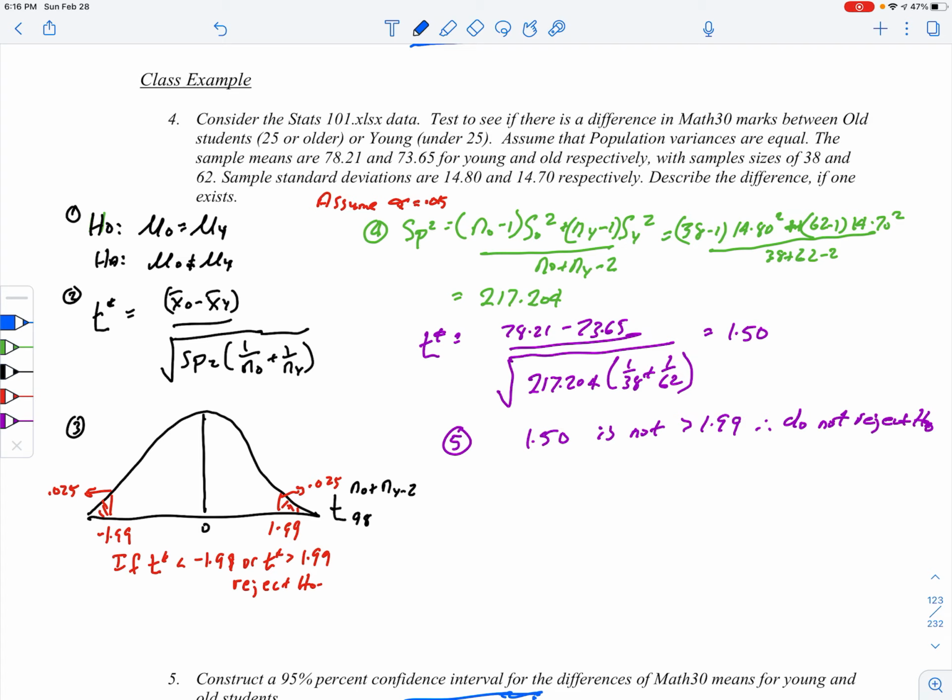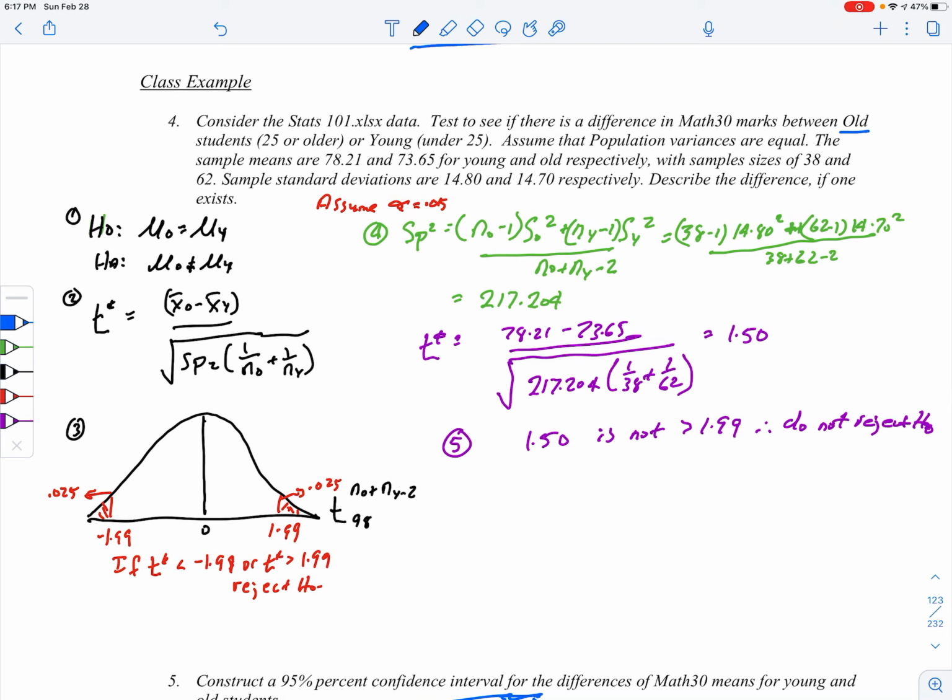So considering the Stats 101 data, see if there's a difference in Math 30 marks between old students, 25 or older, or young, and assume that the population variances are equal here. So Bartlett's test then tells us that they are equal. So here's your sample means, and then here's your sample sizes right here. Those are the n's, and then here's the sample s's right there. So just going down here, what we've got is, I'm assuming an alpha of 5% for all of these.